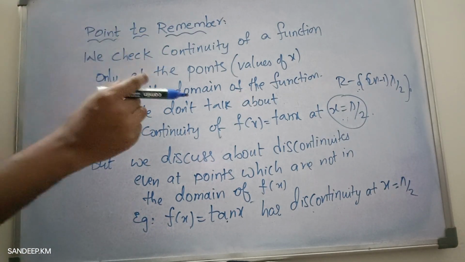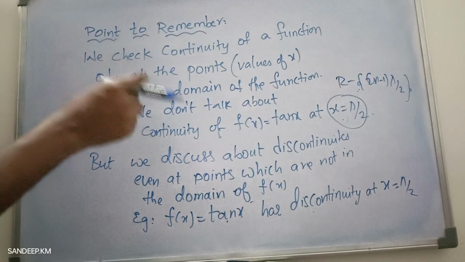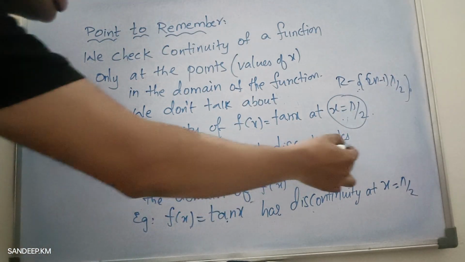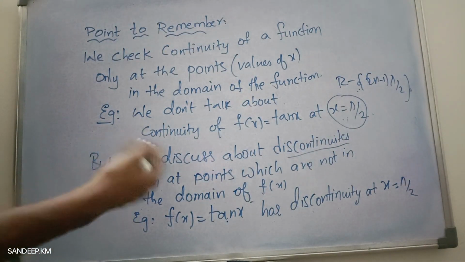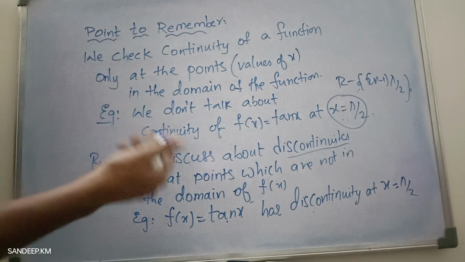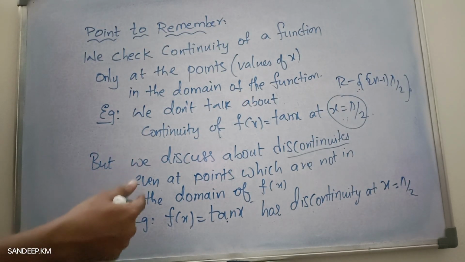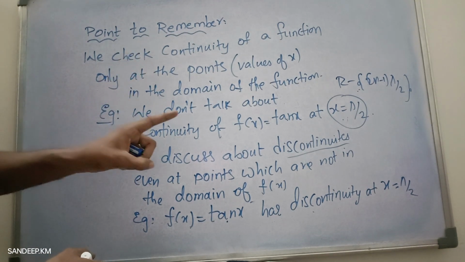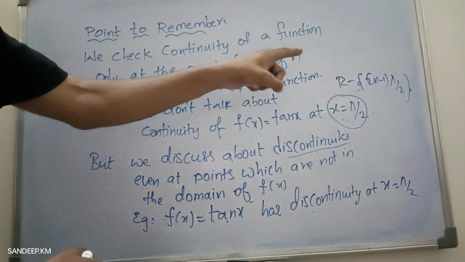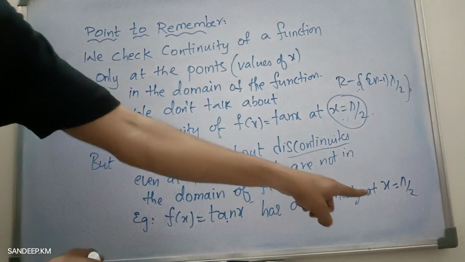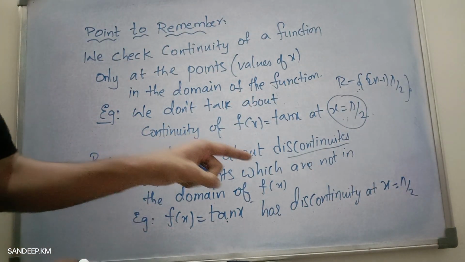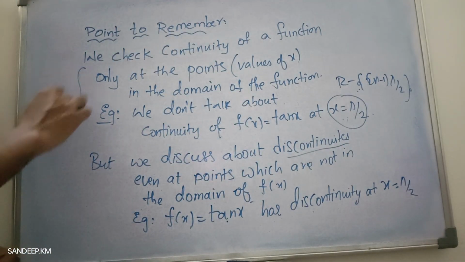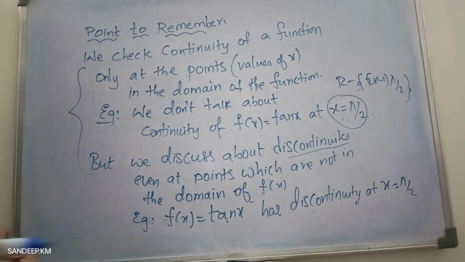So therefore the word continuity is used only for points in the domain of the function, whereas the word discontinuity can be used for all points, even the points which are not in the domain of the function. So therefore tan x is a continuous function in its domain, but it has discontinuity at x = pi/2. It even has discontinuity at all odd multiples of pi/2. You will get more clarity about this concept when we discuss the problems.